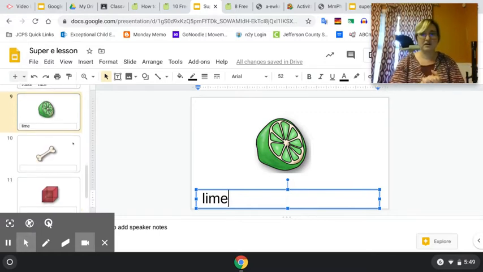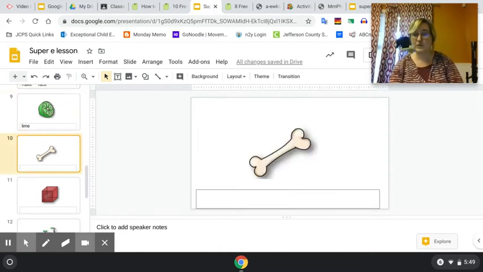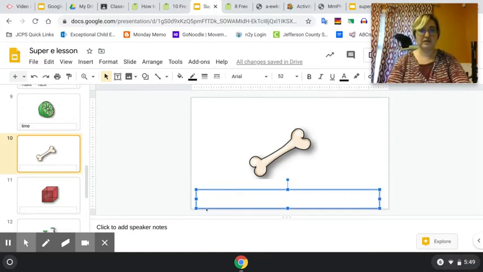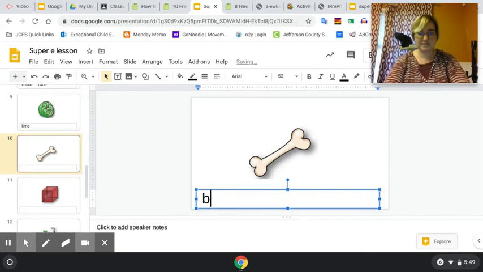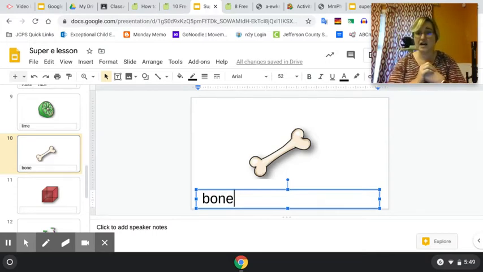Now we have a picture of a bone. Doggy, doggy, where's your bone? That's a B. So bone starts with the B. B-O-N. But I know every word's going to end in that E because that's going to make that O say O and not ah. It's not a bond. It's a bone.